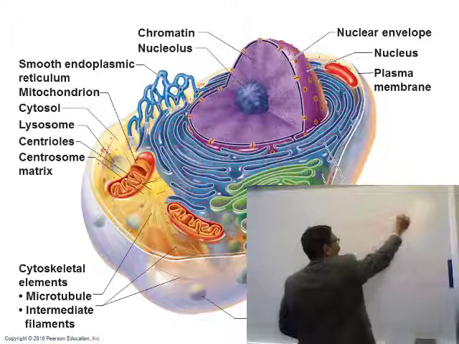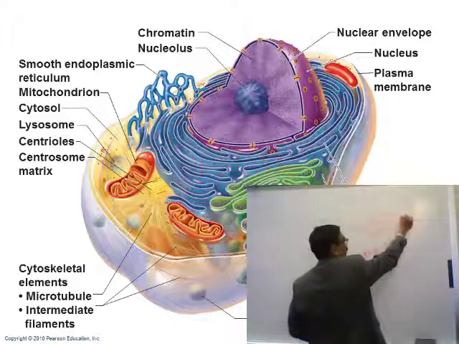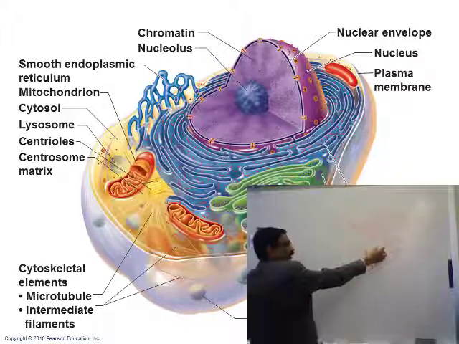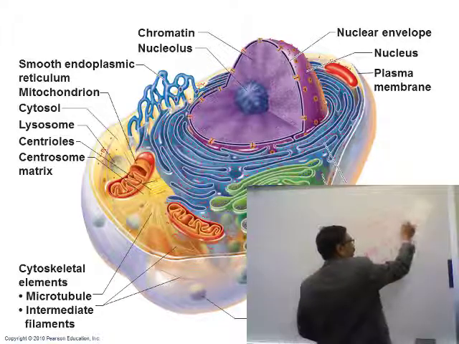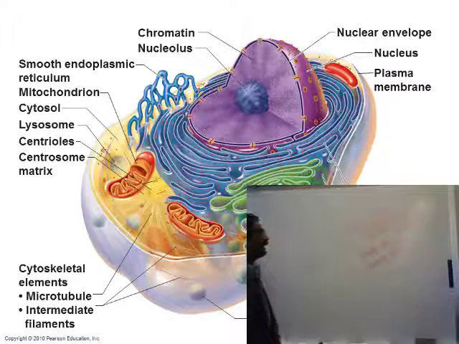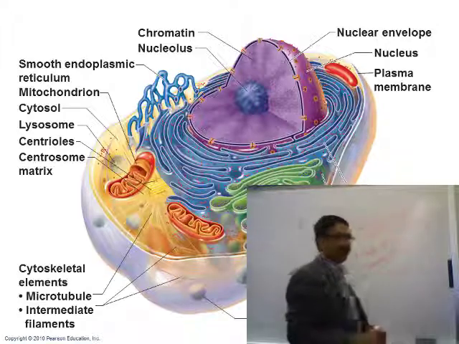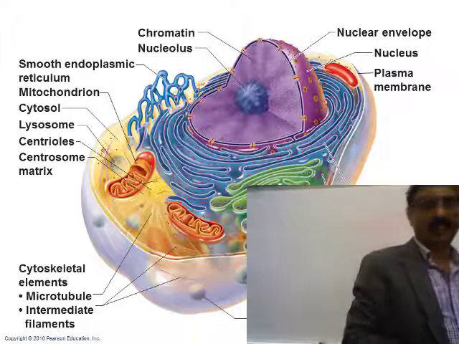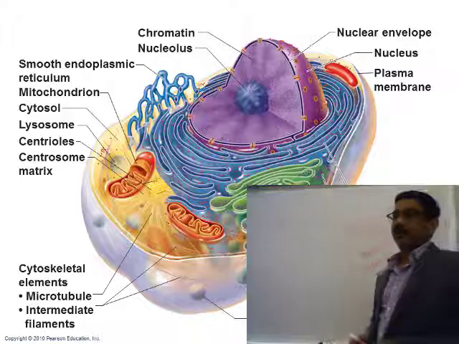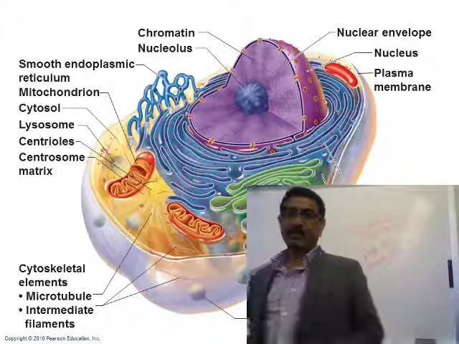So these are the ribosomes attached on the surface of the endoplasmic reticulum. This part is rough because the surface is rough, and this part is smooth, with no ribosomes attached on the surface. We also use the terms rough surfaced ER and smooth surfaced ER.